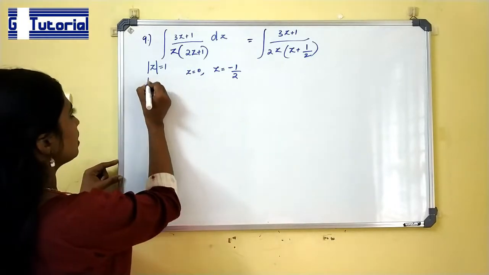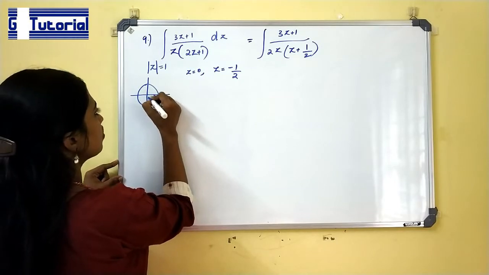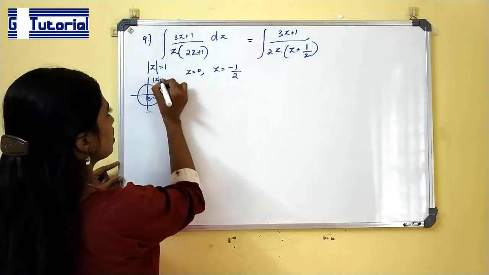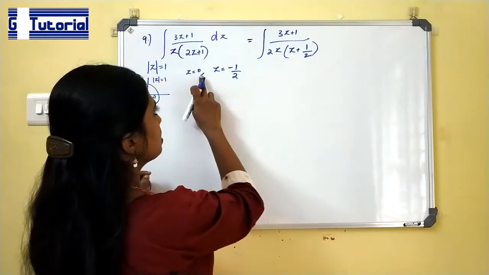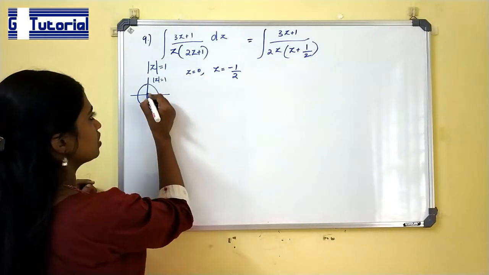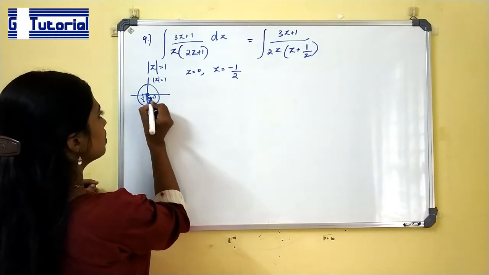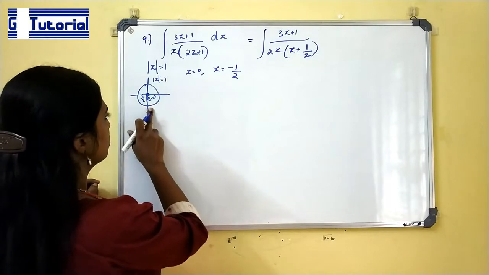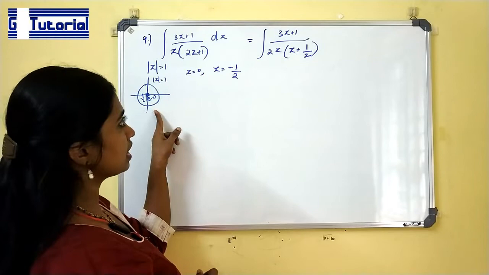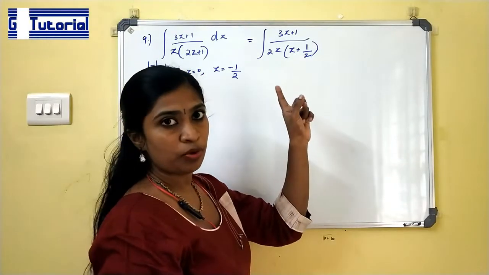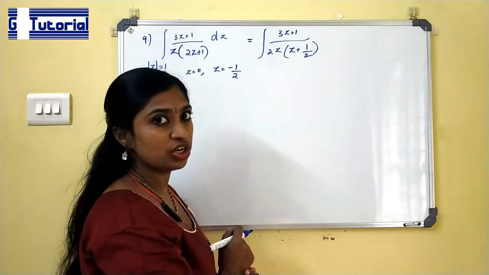And the region of integration is the unit circle, center origin, mod z is equal to 1. Both of the poles, z is equal to 0 and z is equal to minus 1 by 2, are here. Z is equal to 0 is this, and z is equal to minus 1 by 2 is this pole. So both of the poles lie within the given region C. This kind of problem is solved by using the method of partial fractions.